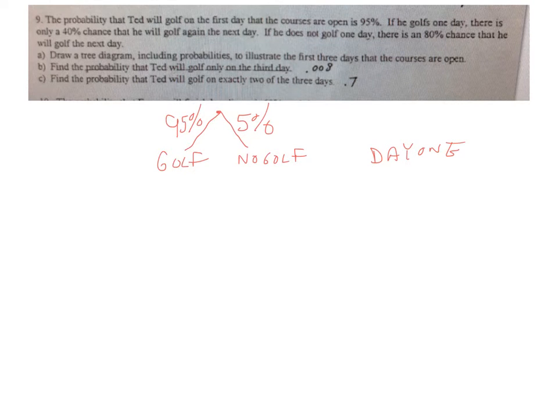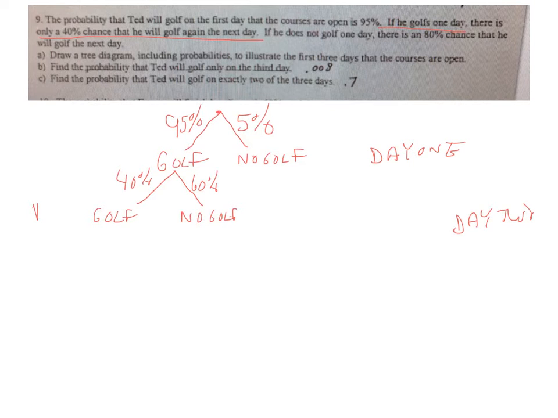And that's what happens on day 1. All right. So then on day 2, we have to go back and read the rest of the question, because depending on what he did the first day, there's different outcomes. So it says if he does golf the first day, there's only a 40% chance that he'll golf again the next day. So let's do that. Here's where he golfed the first day. Only a 40% chance that he's going to golf again. That means a 60% chance that he doesn't, okay? So this is day 2 on this line.